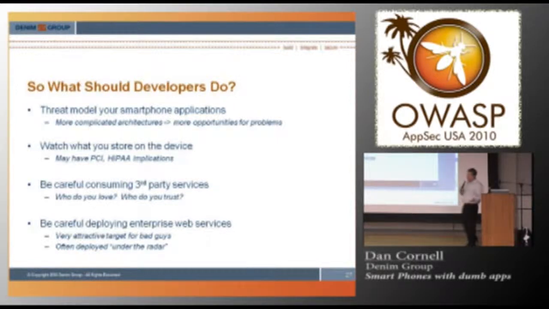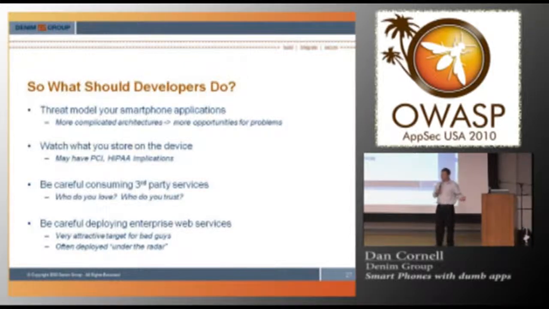So as a developer, what can a developer do? This is something where threat modeling is, I think, increasingly important for these types of applications that have more interesting architectures, data flows, and whatnot, because there are more opportunities for things to go wrong, and you really do need to know where the data is going and what's being stored.